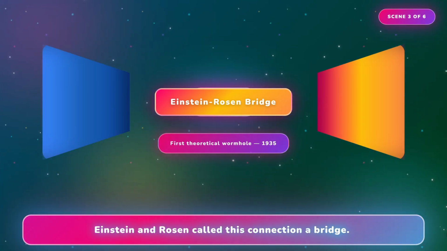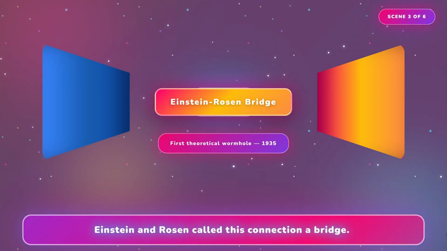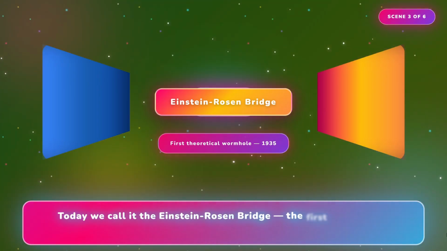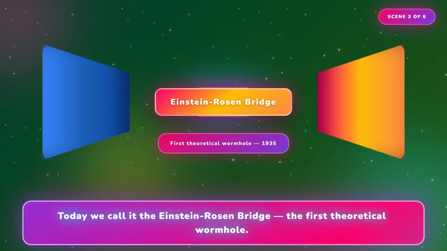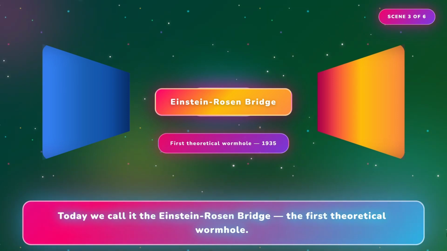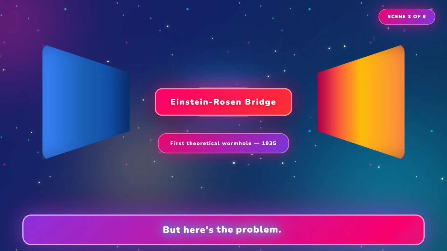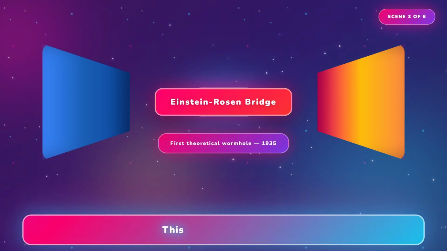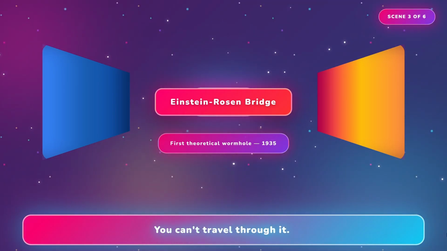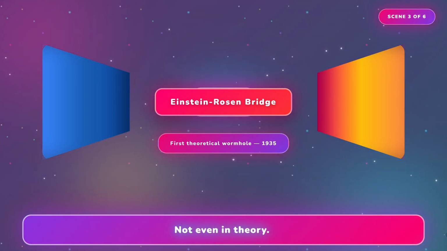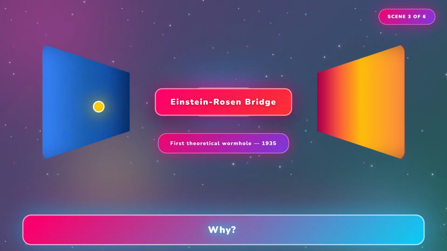Einstein and Rosen called this connection a bridge. Today we call it the Einstein-Rosen bridge, the first theoretical wormhole. But here's the problem. This bridge isn't useful. You can't travel through it. Not even in theory. Why?